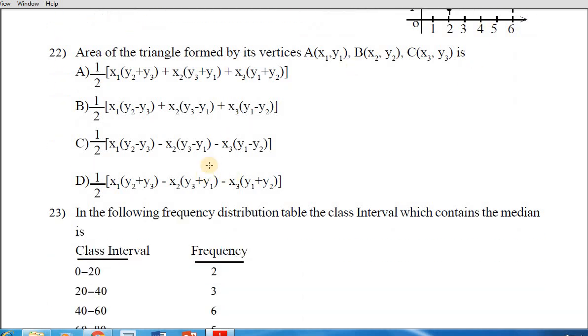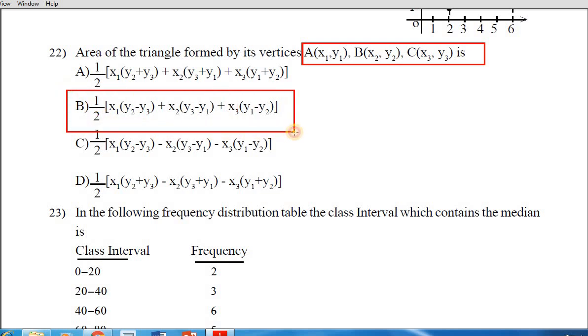Question number 22, children. Area of the triangle formed by its vertices A x1 y1, B x2 y2, C x3 y3 is. It means you wanted to choose the area of triangle formula. Here 4 options are given. In these options, the right one is option B, half into x1 y2 minus y3 plus x2 y3 minus y1 plus x3 y1 minus y2.